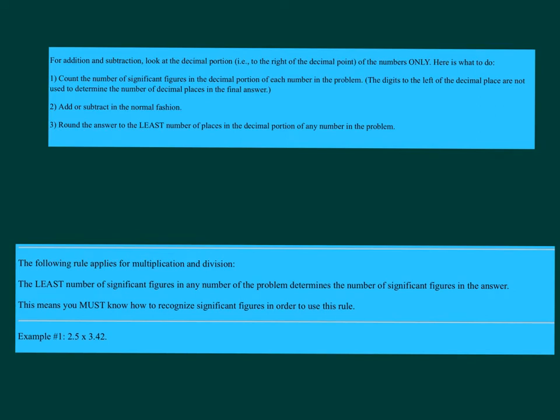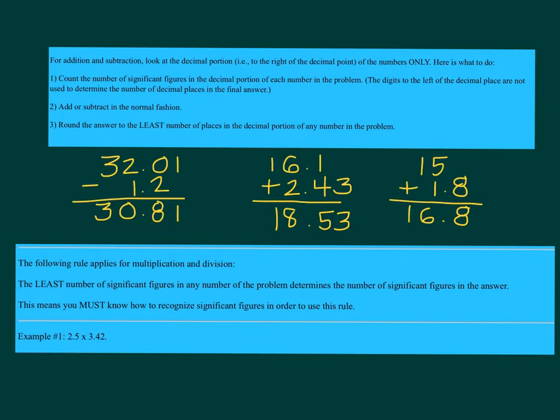The most important thing to remember about addition and subtraction, multiplication and division is you're always going to do the math first, and never round until the very end. Then you apply the rule. So here I have an example of 3 problems. 32.01 minus 1.2, and the first thing I do is the math, 30.81. Now I'm going to look at the least number of decimal places. 32.01 has 2 decimal places, 1.2 has 1 decimal place, so my answer can only be to 1 decimal place. I'm going to look to the right. It's less than 5, so I'm going to round down. So my answer is simply going to be 30.8.